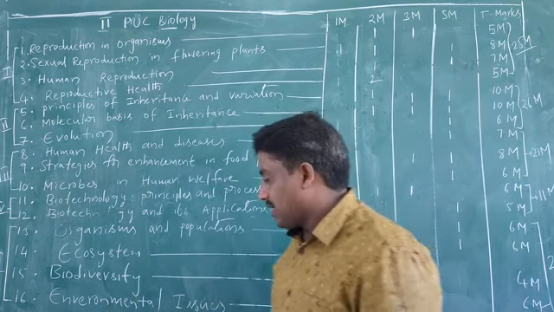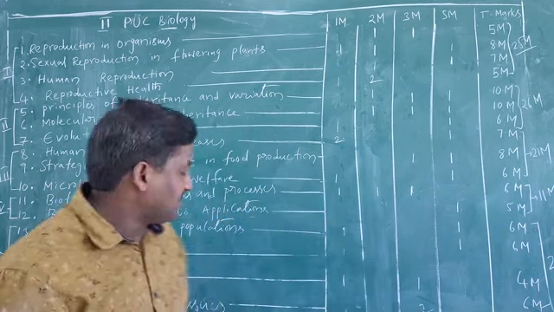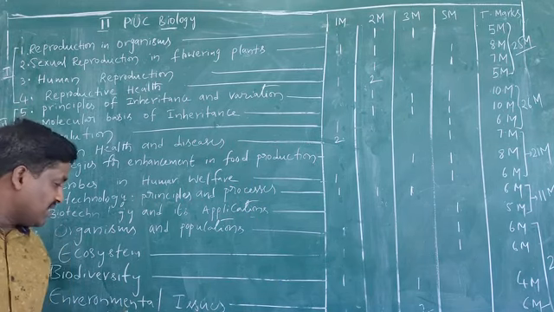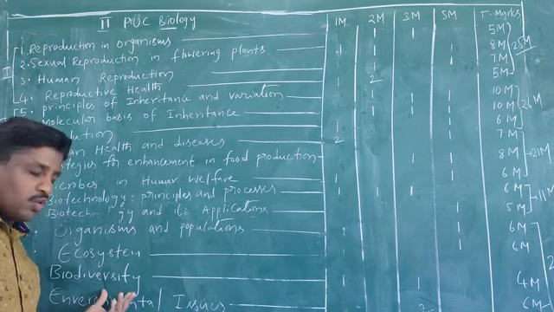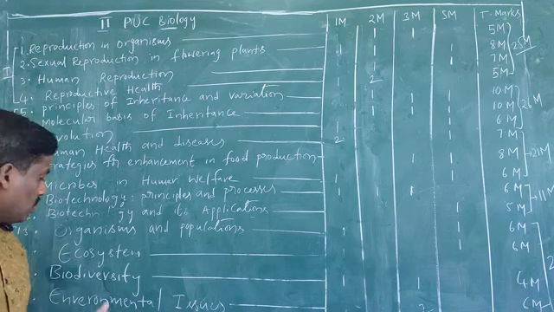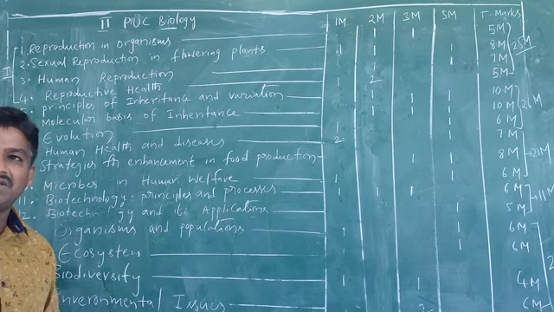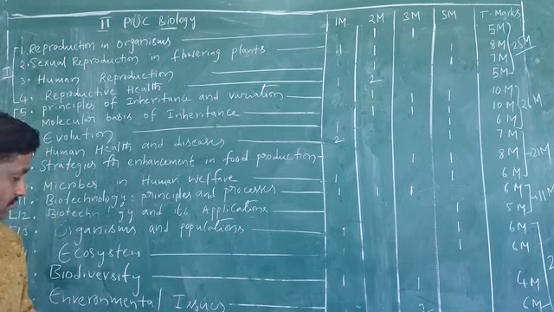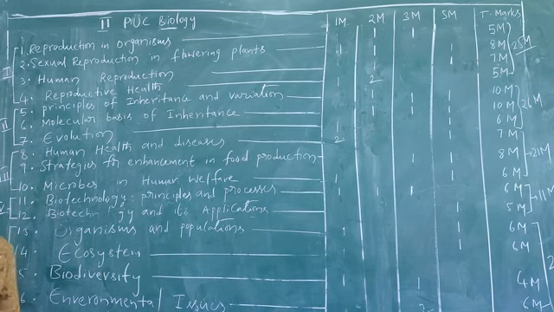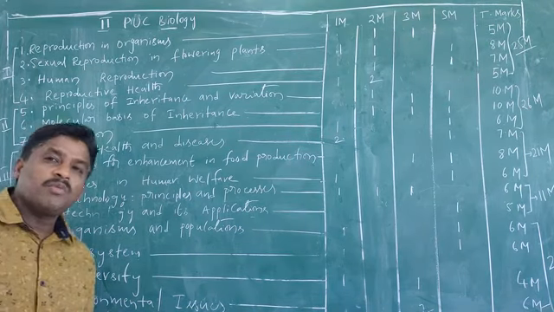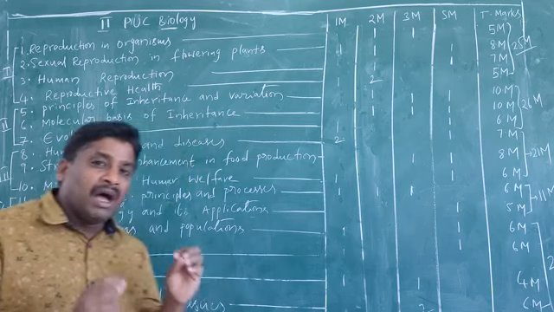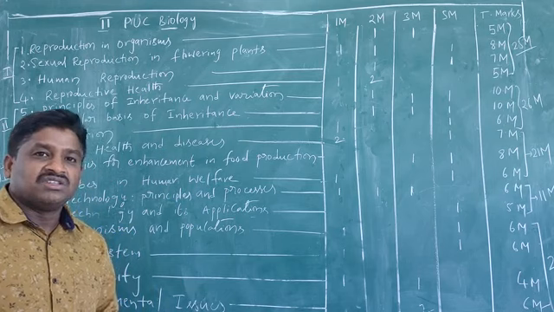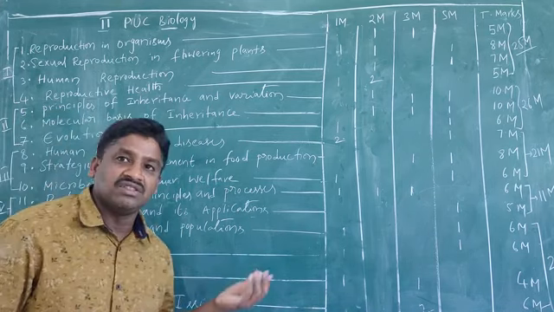And also biodiversity. There are different kinds of biodiversity. Diversity means variation, and distribution also comes in. There are different types of biodiversity, and how many species are distributed over the world. And environmental issues. How organisms are associated with the environment, and different kinds of pollution, you can see in the environmental issues. That's it.